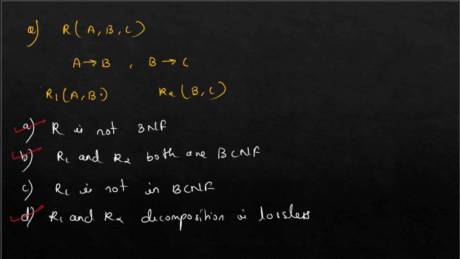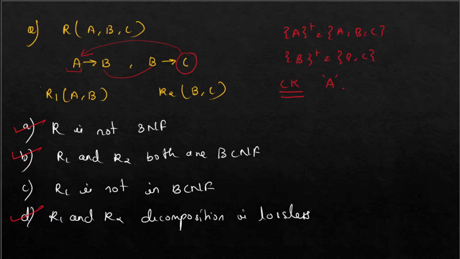Now how? If you take the attribute closure of A, it is A, B, C. The attribute closure of B is B and C. So for sure the candidate key is A. There is a transitive dependency here: A derives B and B derives C. So the key is indirectly deriving the non-prime attribute C. So it is definitely not in 3NF, which is why A is correct.